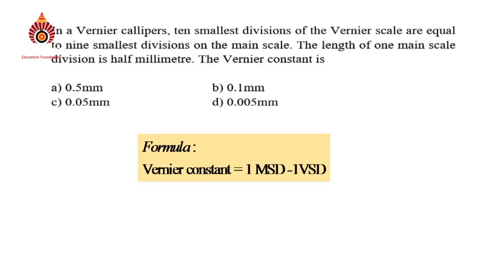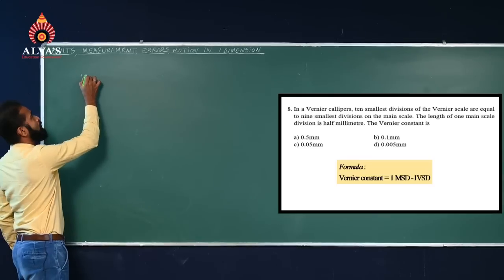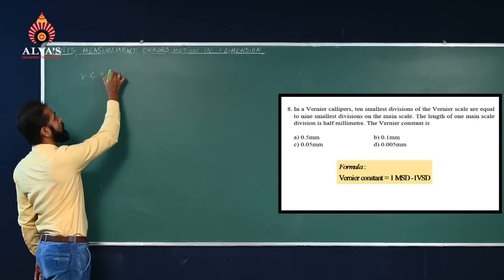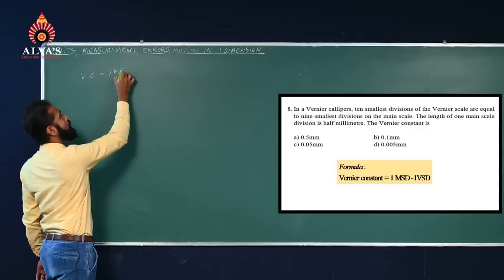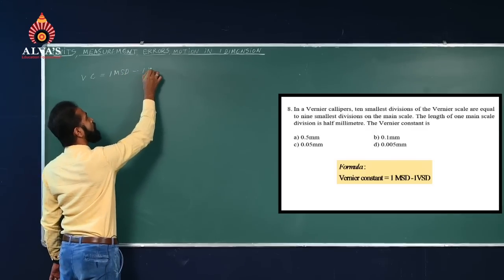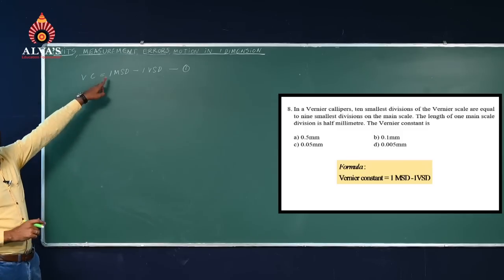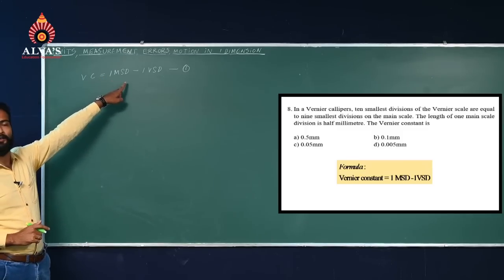Moving on to the next question regarding vernier calipers. The question says, in a vernier calipers, 10 smallest divisions of the vernier scale are equal to 9 smallest divisions on the main scale. The length of one main scale division is half millimeter. The required quantity is called the vernier constant, and vernier constant is nothing but the value of one main scale division minus one vernier scale division. In the given question, one main scale division is nothing but half millimeter.